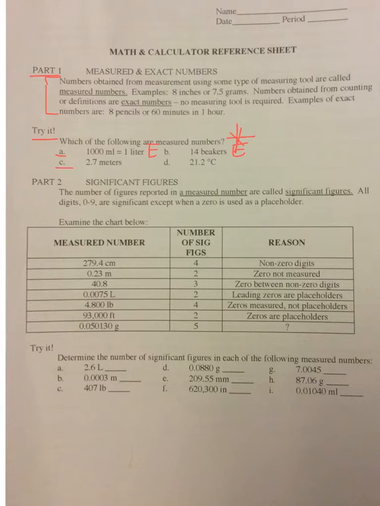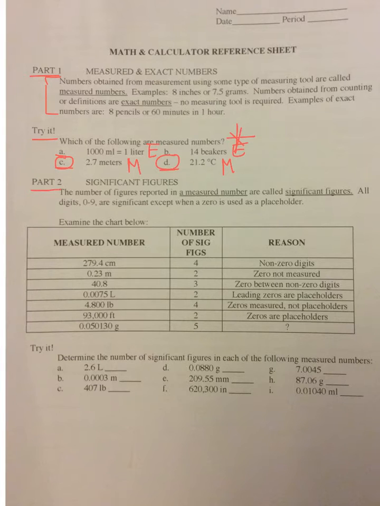And then we look at choice C, 2.7 meters. We can get that number by using a meter stick, which is a measuring tool. So that's a measured number. And then choice D, 21.2 degrees Celsius, is also a number that we can get from using a measuring tool, such as a thermometer. So the ones that are measured numbers are C and D. Now the reason why you need to know the difference between a measured number and an exact number will bring us to part two.